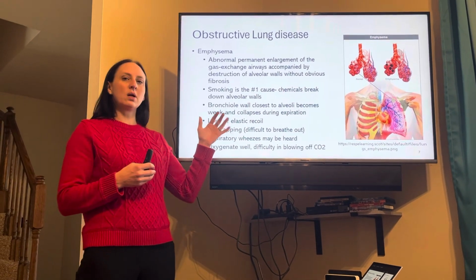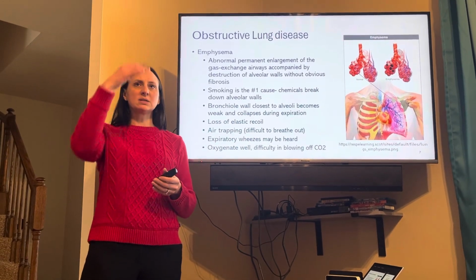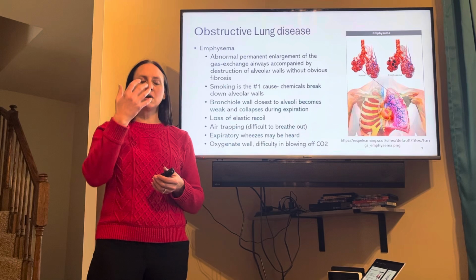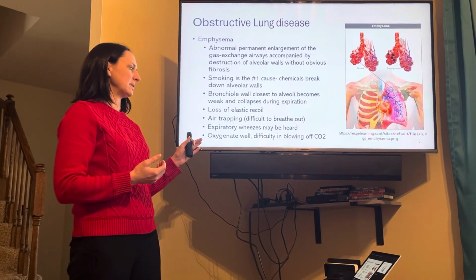There's not a lot of recoil, and so then air trapping becomes a problem. When we get air trapping, patients can actually oxygenate fairly well. So oxygen is going to make it down to the alveoli. It's that CO2 that has a hard time leaving.